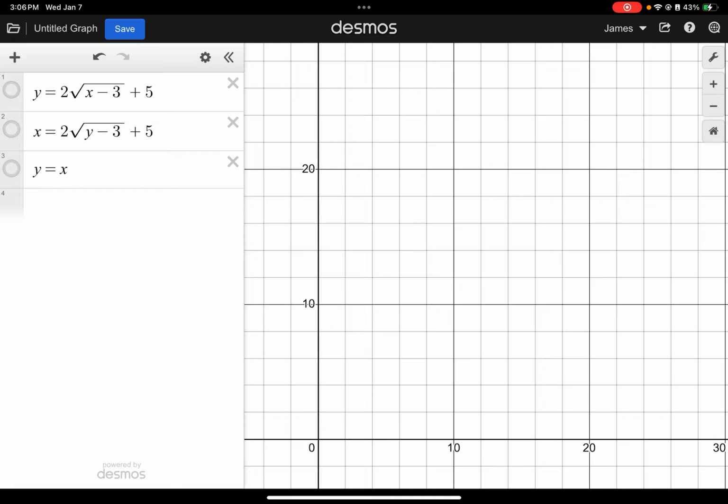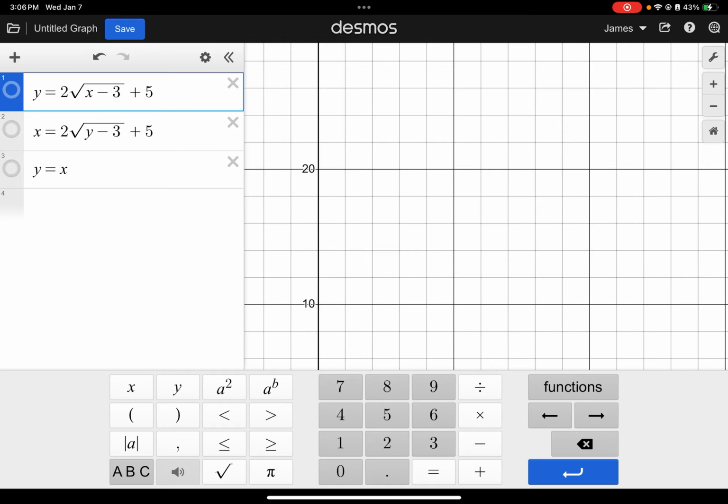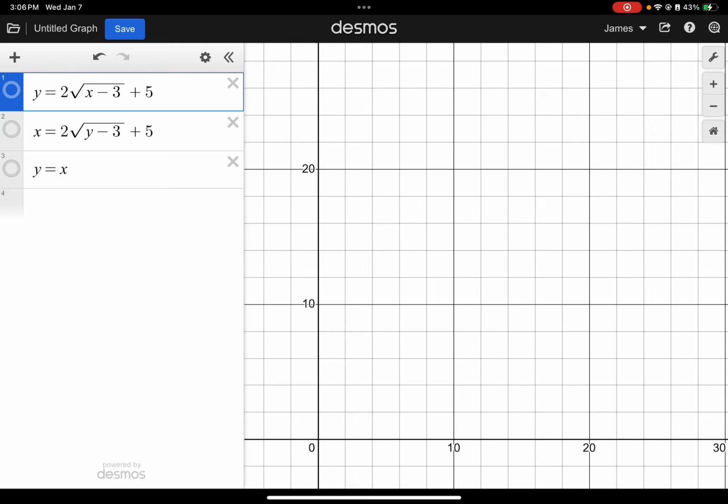I wrote an equation for a function. Y, this is the very top one. I can't show you using this, but I just highlighted it by selecting it. That's the function. It's a square root graph. It's 2 times the square root of x minus 3 plus 5. The graph looks like that. All right? Just your typical square root graph.